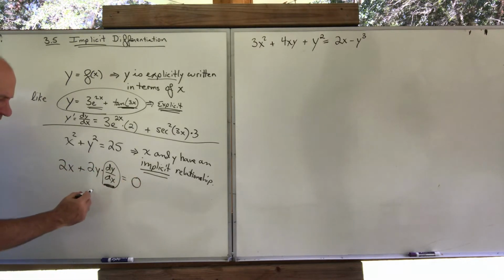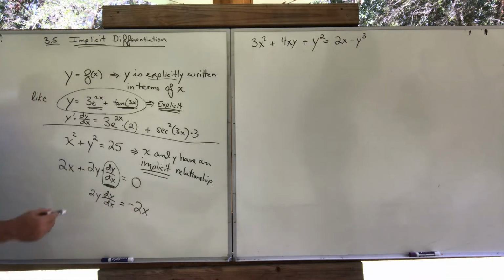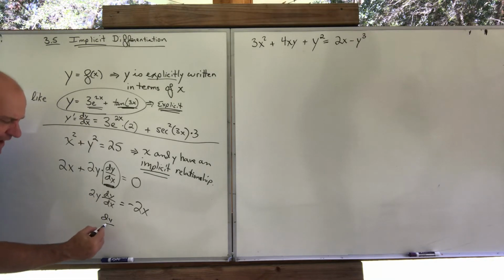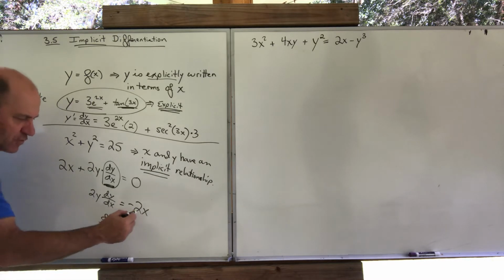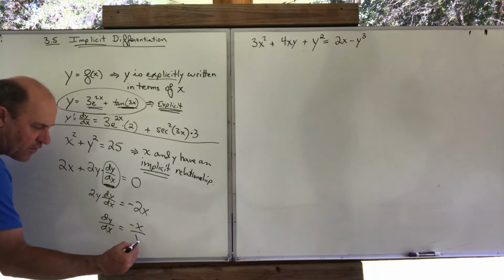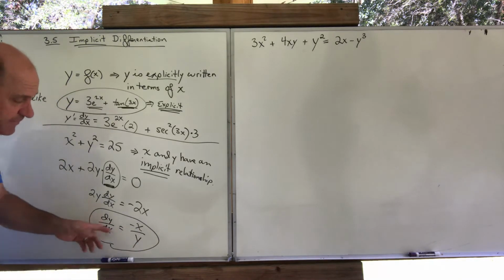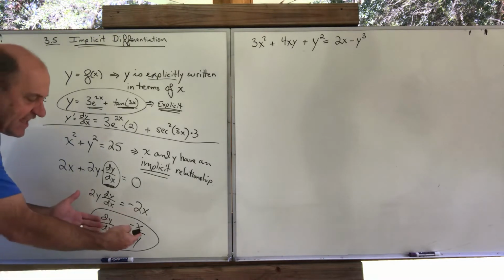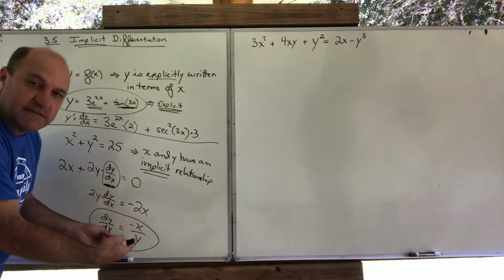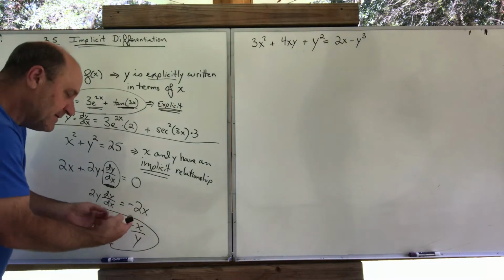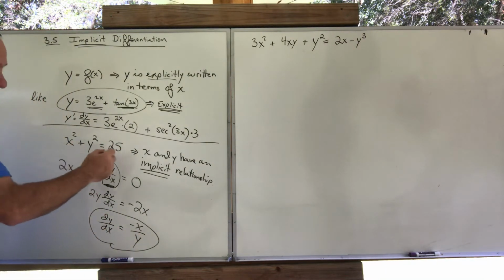You move the 2x over, so 2y dy dx equals negative 2x. We divide by the 2y, so dy dx is, when I take the negative 2x and divide by 2y, the 2's cancel. I get negative x over y. And that's the derivative. That's the slope of the tangent line. Notice, it's implicit. The derivative itself is not explicitly in x's. The derivative itself has x's and y's mixed up. So that's the slope of the tangent line to this circle, to this implicit relationship.